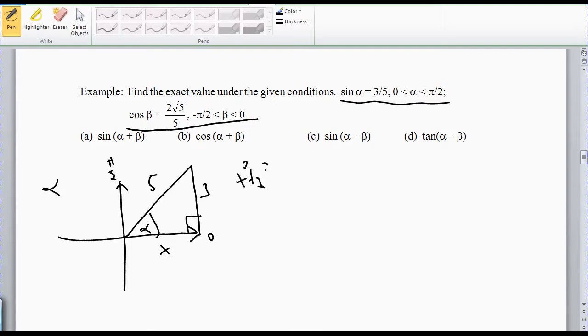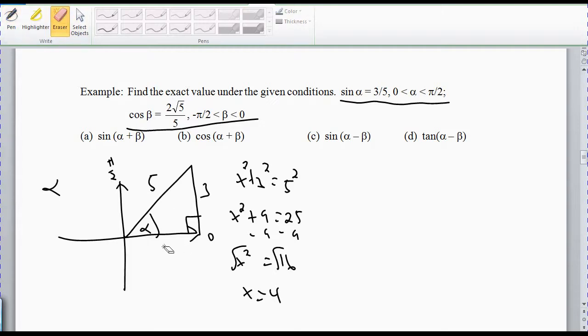X squared plus 3 squared equals 5 squared. X squared plus 9 equals 16. Subtract the 9. Well, 5 squared isn't 16. Who said such a thing? 5 squared is 25. I was already thinking 16. 25 minus 9 is 16. Square root, and we get x equals 4. So I'm going to erase that x and make it a 4.